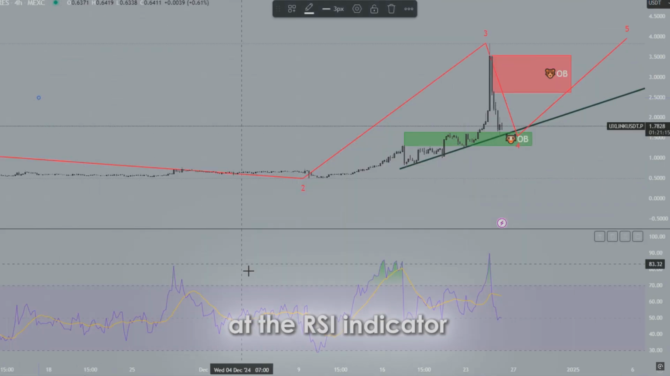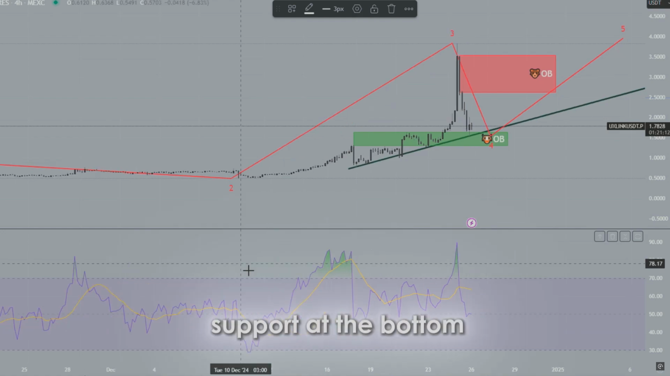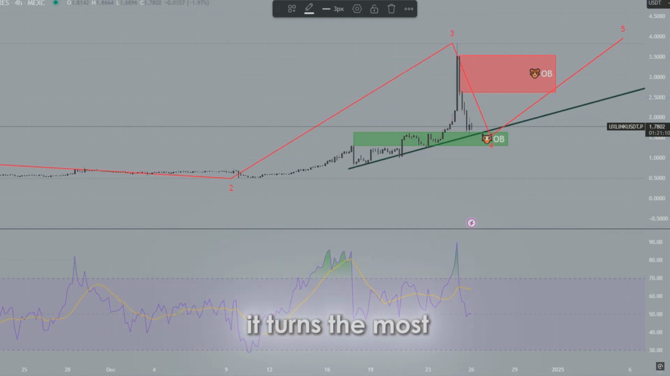When we look at the RSI indicator, it has turned from resistance, and there is support at the bottom, which is where it turns the most.